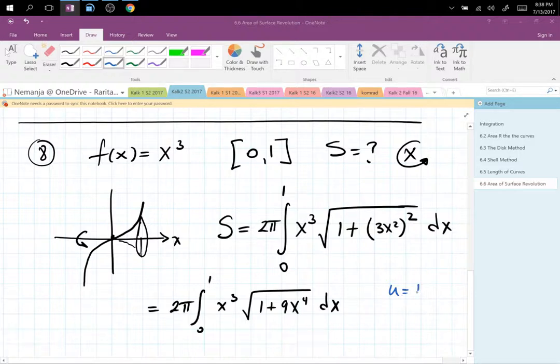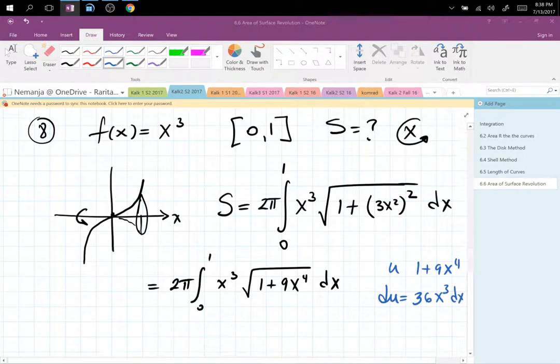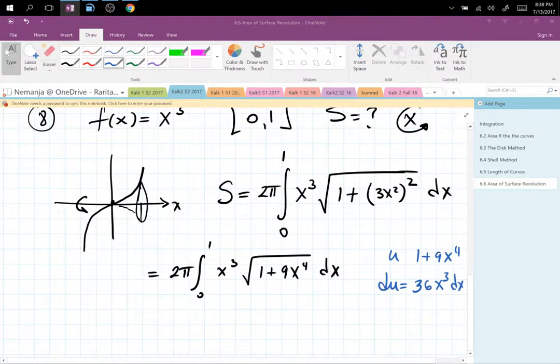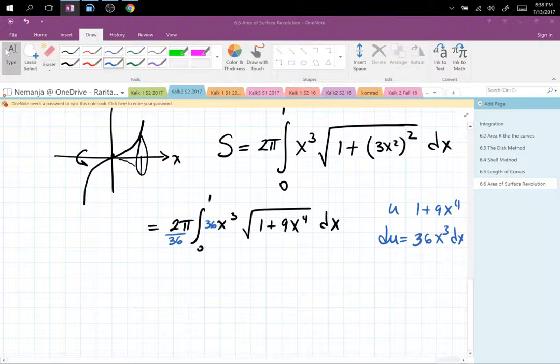U is equal to 1 plus 9x to the 4, and the du is equal to 36 x cubed dx. I don't have 36, so I'm going to put 36 in here and divide by 36 outside to make the necessary substitution. So that turns into pi over 18 integral. We have to change our limits, which becomes 1 to 10 now.